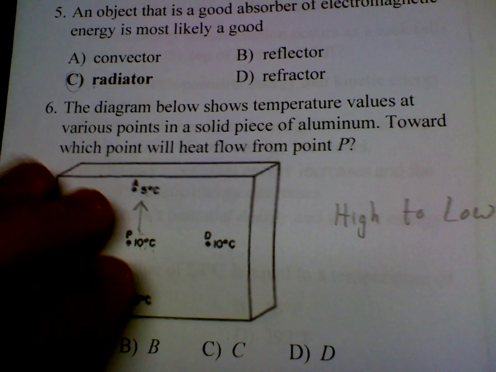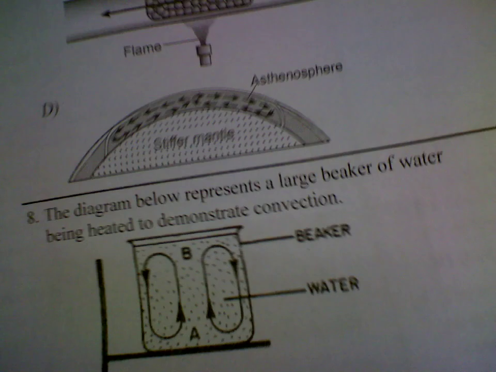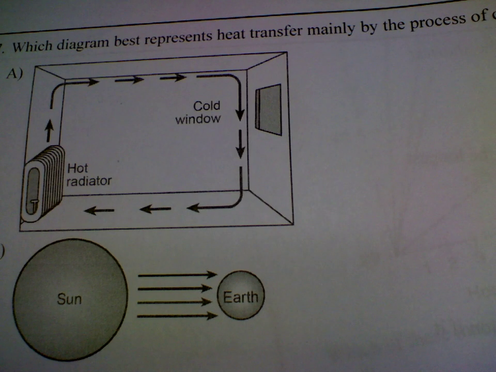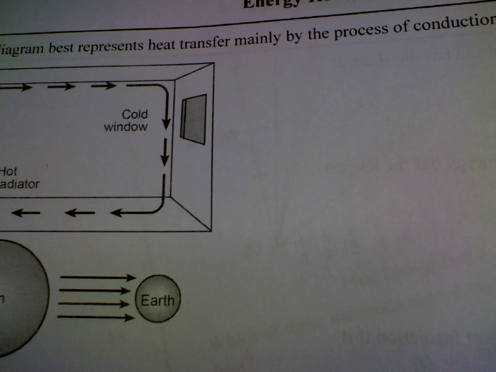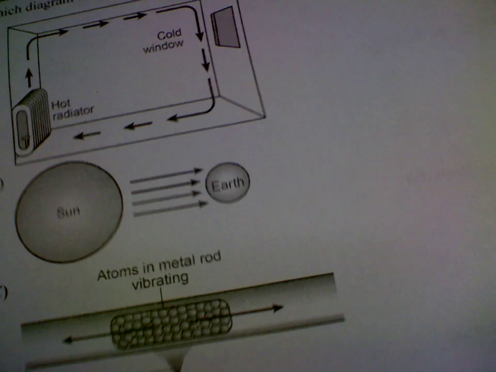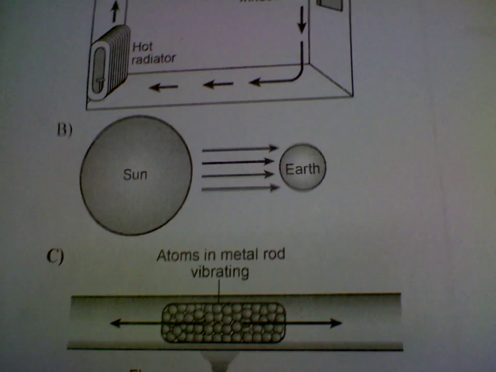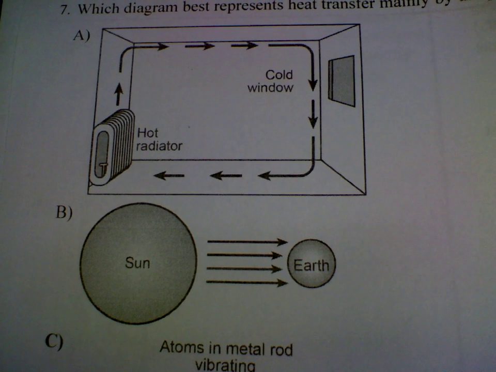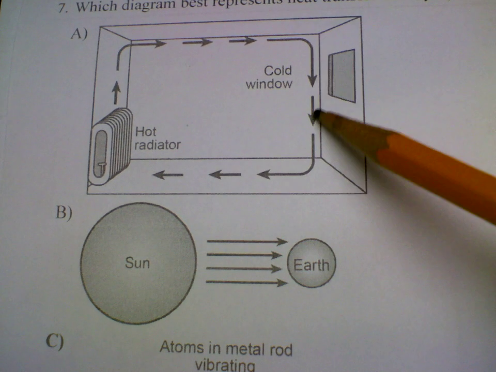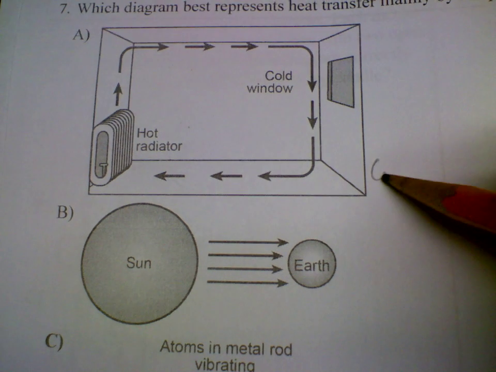Let's go to number seven. Turn the page, if I could turn the page. Number seven, which diagram best represents heat transfer, mainly by the process of conduction? Conduction. Now you just need to know this, but conduction is heat transfer through a solid. All right, so if you take a look here, this is going through air. In fact, this looks like a convection current, so choice A would be convection.